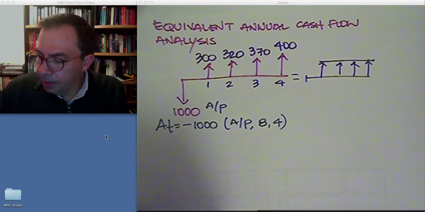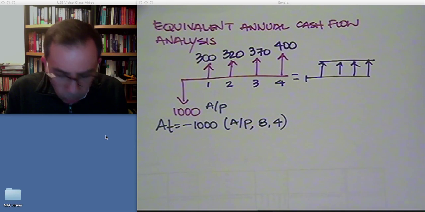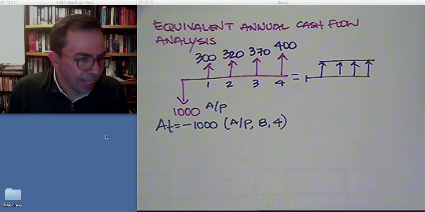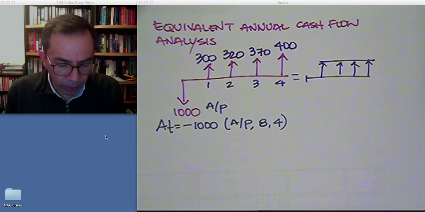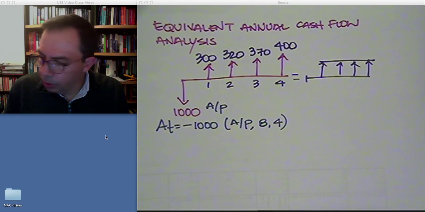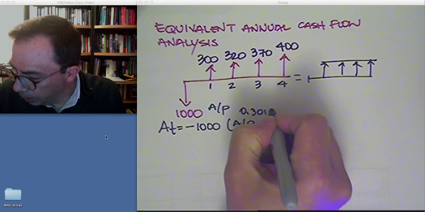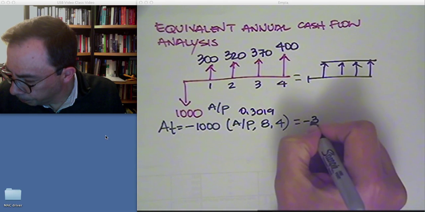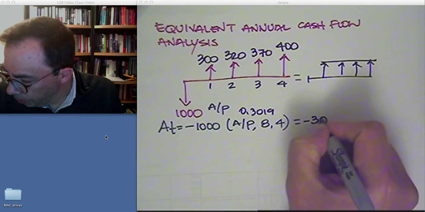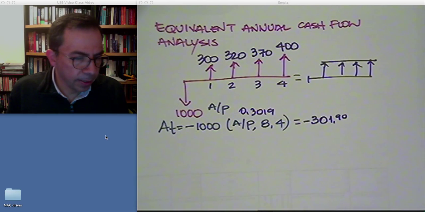And the initial bit is this one. The amount that you get, then you need to multiply those 1,000 times. In this case, the value for that factor is equal to 0.3019. Not a problem, an easy one. That's 301 with 90 cents.